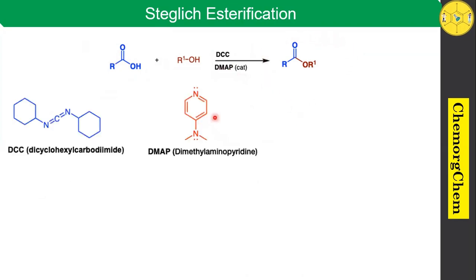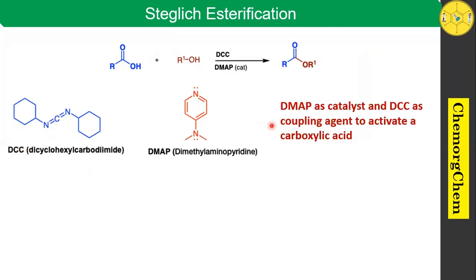Next, we are going to see Steglich esterification, where DMAP acts as a catalyst for this esterification reaction. According to this reaction, when you take the carboxylic acid and alcohol in the presence of DCC and DMAP reaction conditions, it readily produces this corresponding ester product. Here DCC means dicyclohexylcarbodiimide, where DMAP acts as a catalyst and DCC acts as a coupling agent to activate the carboxylic acid. For the mechanism, we have already discussed it on our channel. If you missed it, don't worry, you can find the link in the description box.